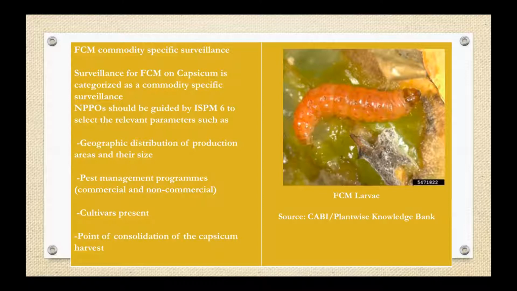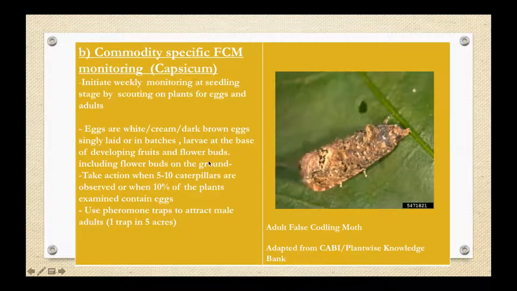So pest management programs for false codling moth should also be taken into account, bearing in mind that some of these are commercial production or non-commercial. When you do this again, take into consideration the cultivars that are present. Of course, there are quite a number of cultivars of capsicum. Depending on the variety that has been cultivated, the susceptibility to false codling moth could also be different, could be manifested differently. The previous slide, please.